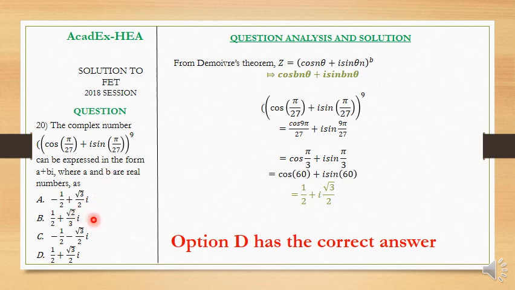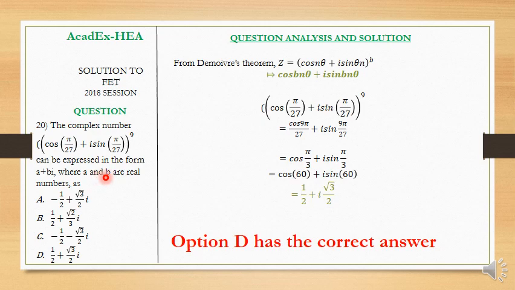Alright, I think this is question 20. It still has to do with complex numbers. So the question reads: the complex number can be expressed in the form a plus bi, where a and b are real numbers, as. Alright, so we need to express this in the form a plus bi, where a and b are real numbers.